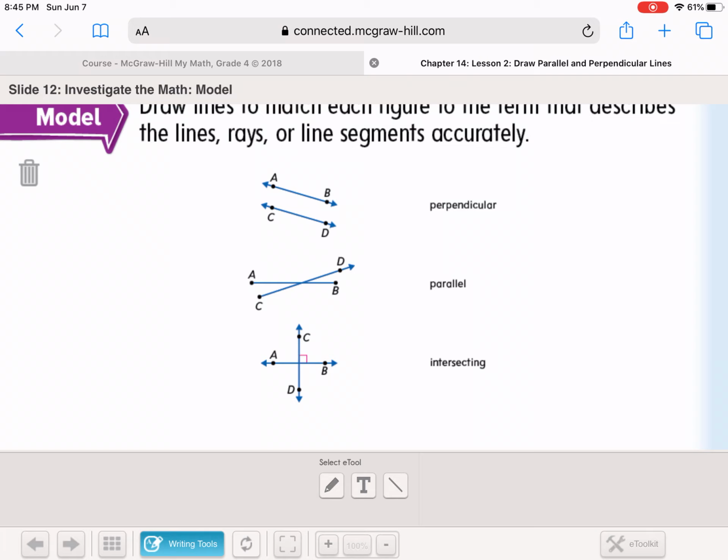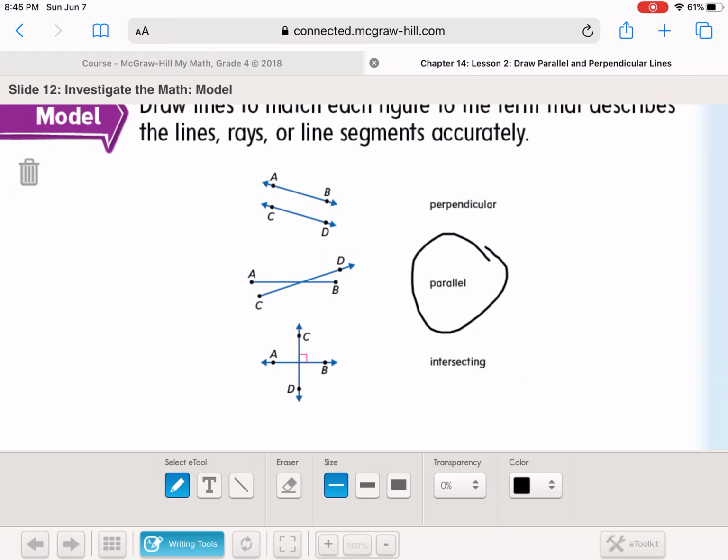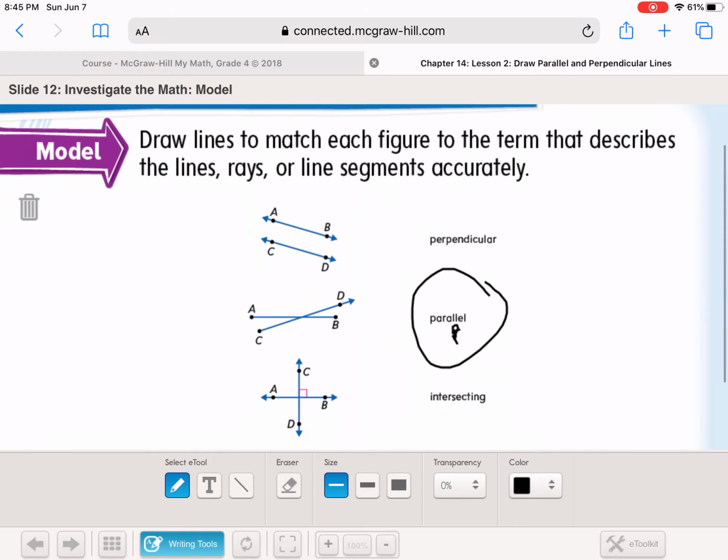I just want to show you the parallel. In this word, see the 2 L's? The 2 L's tell you that they're parallel. They'll never, ever, ever touch. So sometimes parallel lines will look like this. You have one, and then you have another one, and it's like that. That's not parallel, because what would happen if I extended them out? They would eventually cross.